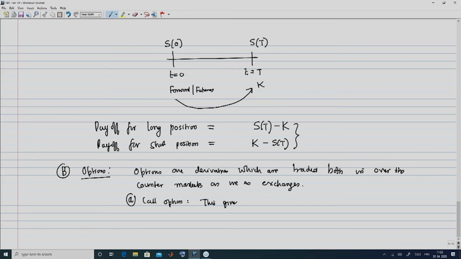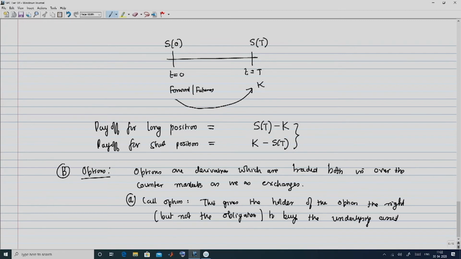So, this gives the holder of the option, that means the party with the position of advantage, the right, but not the obligation, to buy the underlying asset on or before a future predetermined date. So, please see that we now allow for this purchase to happen before a future predetermined date for a pre-specified price. Okay, so let us look at this payoff.